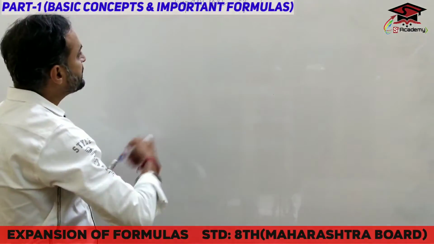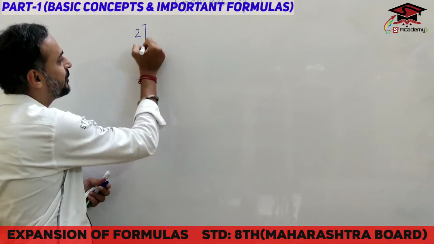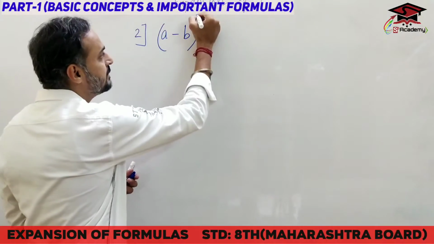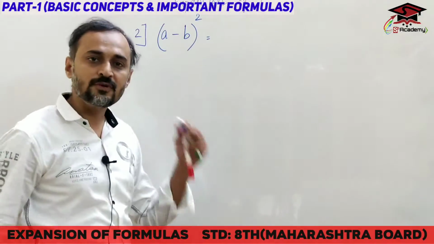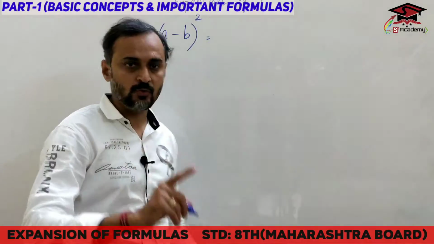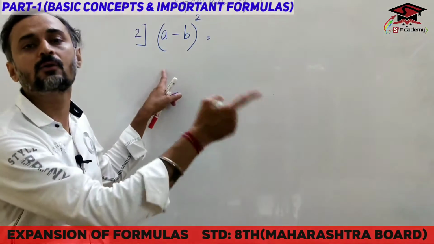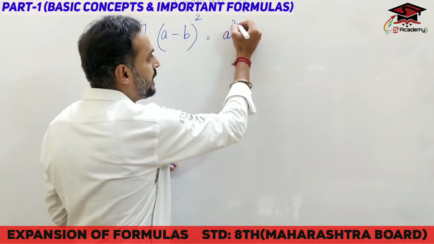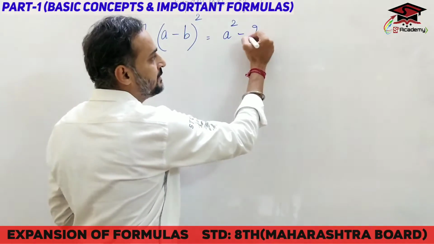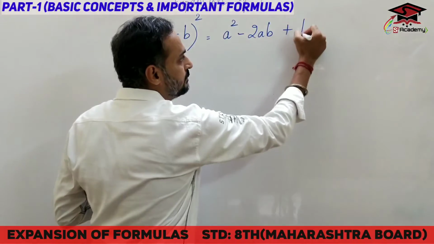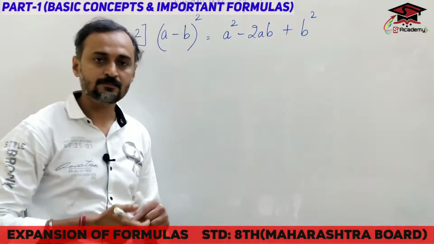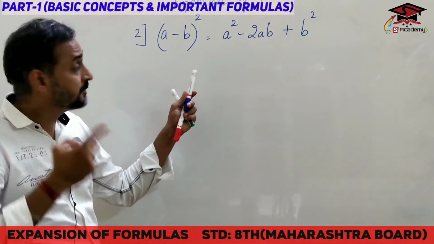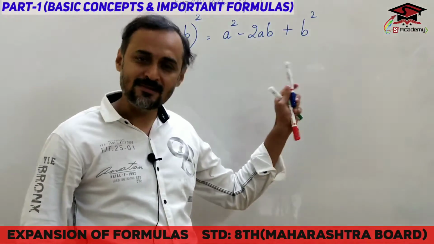Okay, now let us understand the second formula, that is a minus b the whole square. Of course, the first formula was a plus b the whole square. Now again let me write down the formula of a minus b the whole square. So it is a square minus 2ab plus b square. Again the formula of a minus b the whole square is a square minus 2ab plus b square.